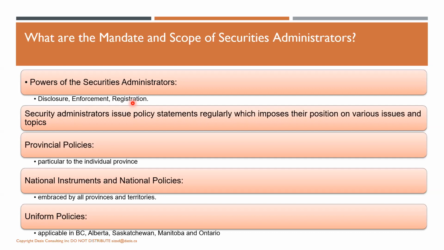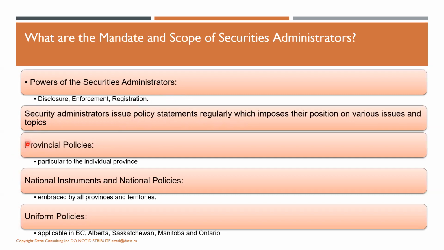So the securities administrators manage all these three things. They make sure that these three things are enforced. Clear? They also issue policy statements. So we said there are some different policies. The three main types of policies are provincial, national, and uniform.